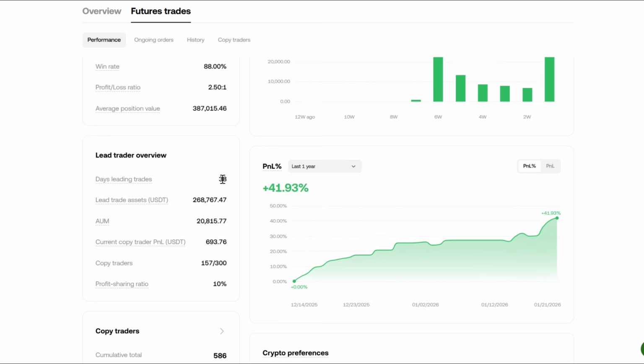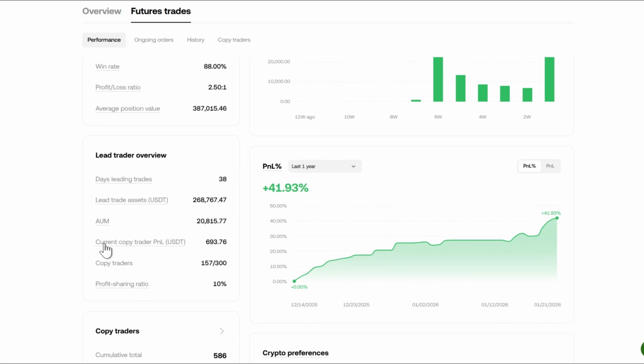Days leading trades. This shows how many days the trader has been a lead trader. So the higher the number, the better. You want someone with a proven track record, not someone who just started last week. Lead trade assets. This is the USDT balance in the lead trader's trading account. If they're trading with significant capital themselves, it shows they have skin in the game.